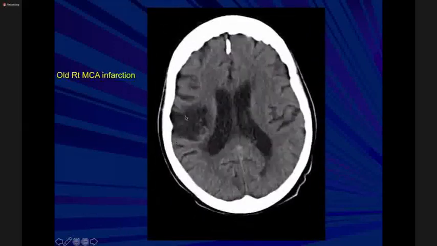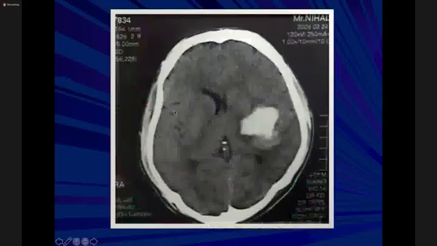This is an old infarct. Now, when an old infarct is there, there would be atrophy of tissues, so that this becomes hyperdense, and this wall will get dragged into the infarct side, so the ventricle might become a little bigger than on the other side. So this is how an old infarct appears on the CT scan.